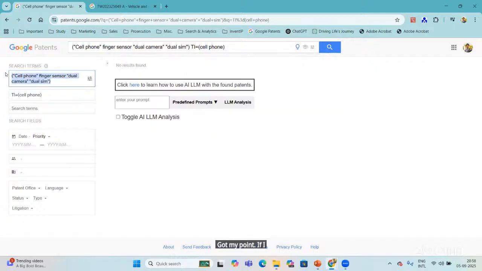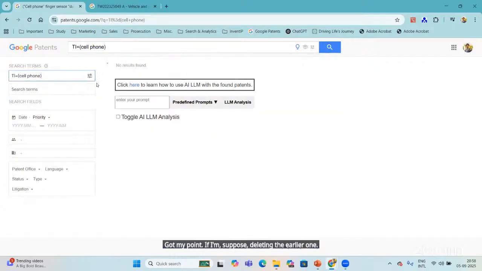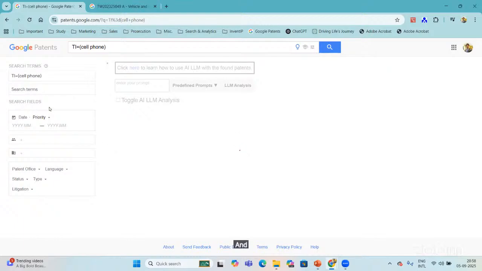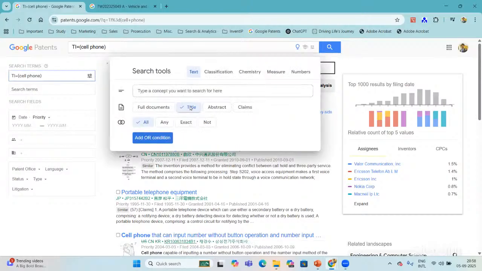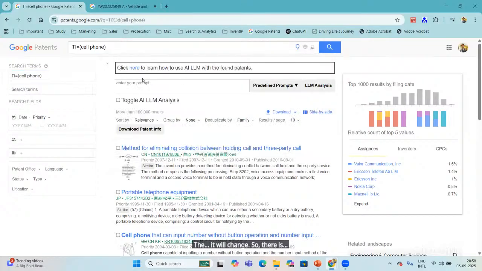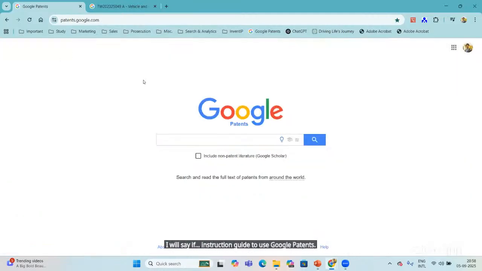If I delete the earlier one and write something only in the title, that is cell phone, then it searches only in the title, and if I write it in the abstract only, the results will change. So there is a complete instruction guide to use Google Patents. I will be happy to share it with you, where you can check all the patents anytime.